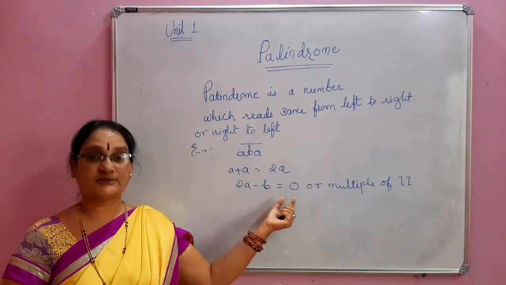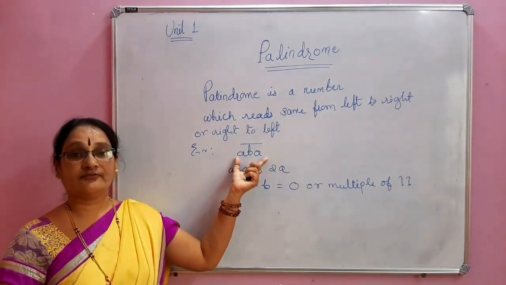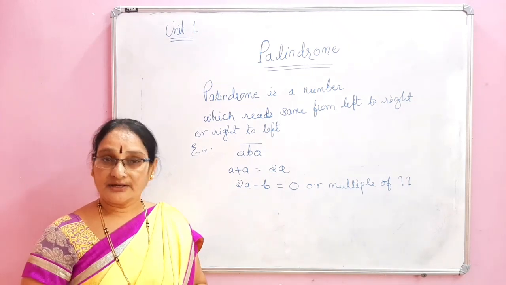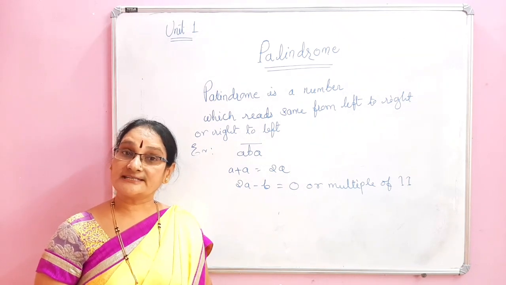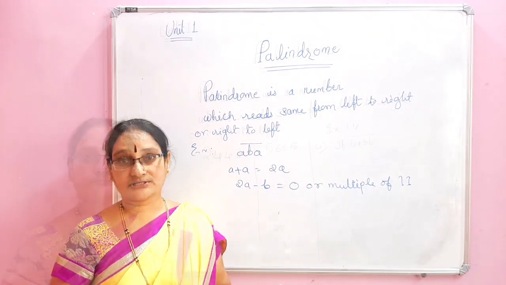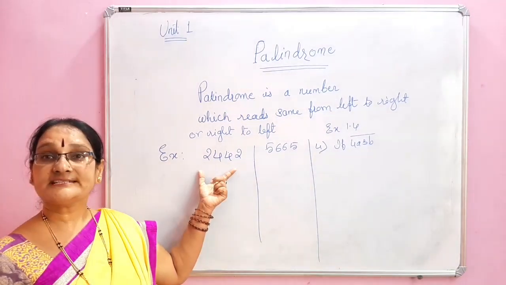2a minus b must be 0 or a multiple of 11. Then such kinds of palindromes are divisible by 11. Now let us say 4-digit palindromes, whether they are divisible by 11 or not. Yes, students, these are 4-digit palindromes.